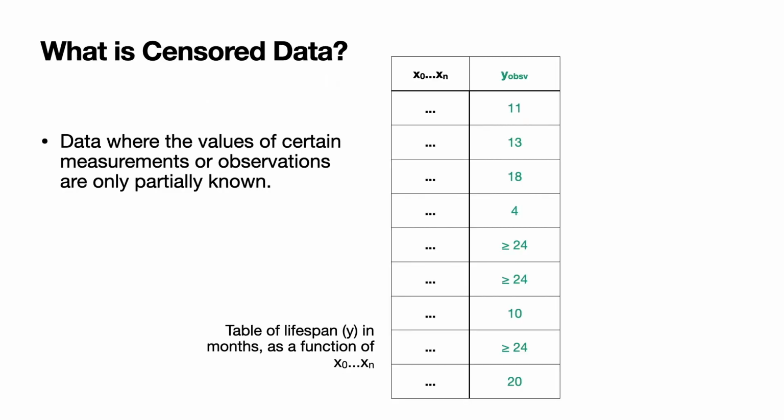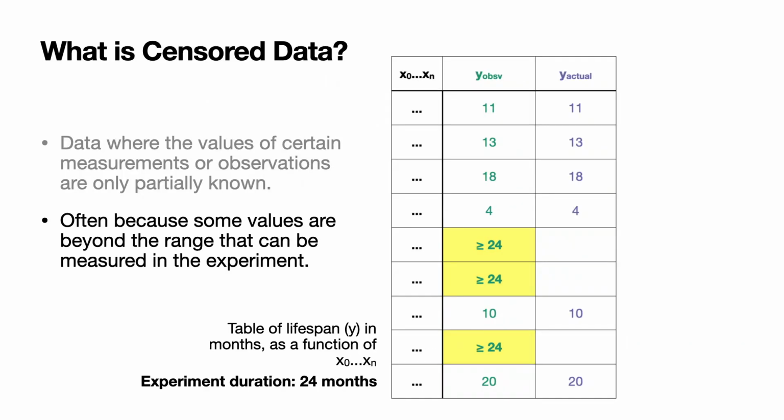For example, here's a table recording subject lifespan in months as a function of several input variables. Note that for some of the subjects, it's only recorded that they lived 24 months or longer, but not exactly how long. This is censored data. This is a common situation in clinical trials and often happens because some outcome values are beyond the range that can be measured in the experiment. For example, this experiment only lasted 24 months, so the experimenters can't observe the actual lifespan of any subject who survives past the end of the trial.